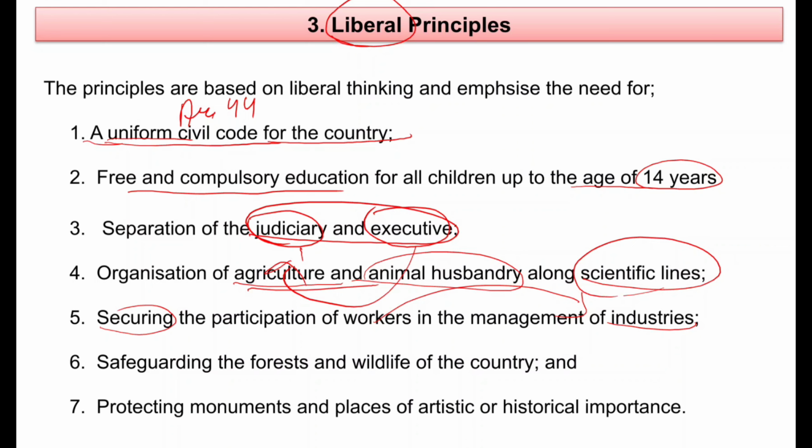And also protecting monuments and places of artistic and historical importance as well. Okay, not only protecting wildlife and forest, we should always respect our monuments, our historical buildings. For example, you can see the Taj Mahal, Qutub Minar. These are some of the historical monuments which depict our culture as well. So we should always protect these monuments. So with this we have completed our directive principles.